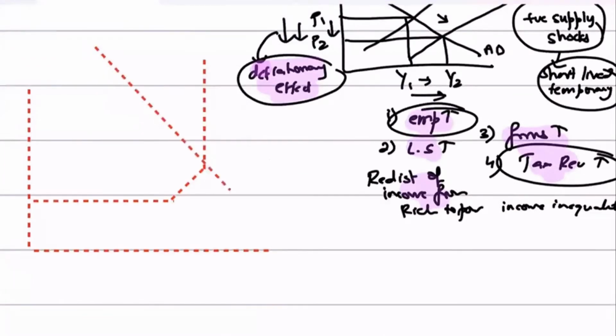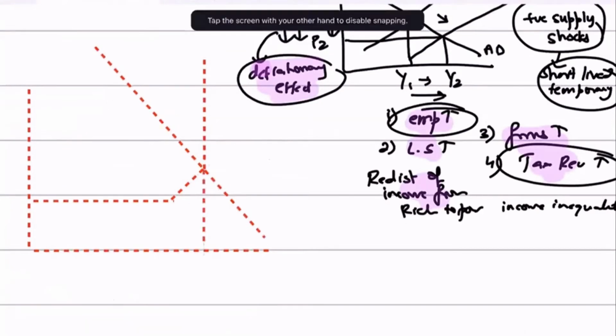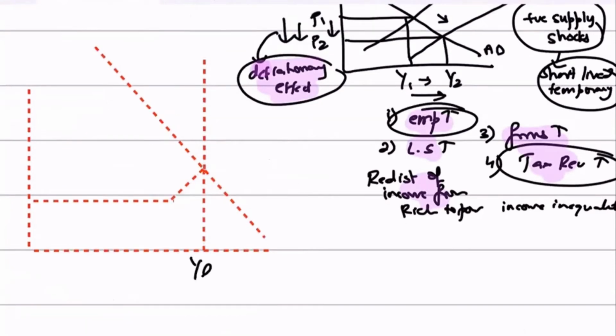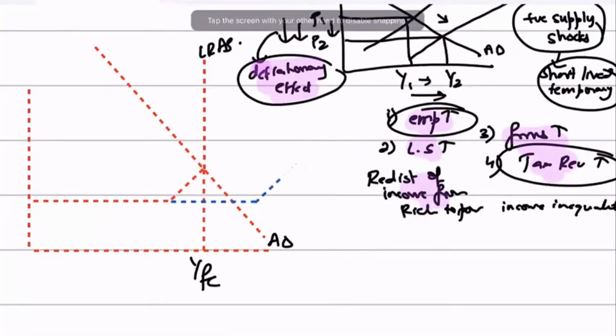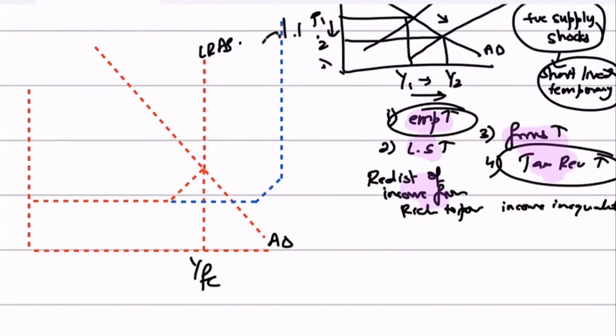So for instance, if this is the economy and the economy is already at the full employment level of output at YFE, and this is your aggregate demand and this is your aggregate supply. So basically, what happens is that your long run aggregate supply shifts outwards because of various factors. We'll discuss that. I'm going to be erasing this.